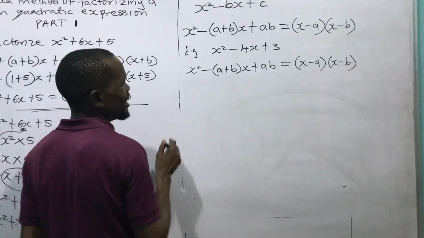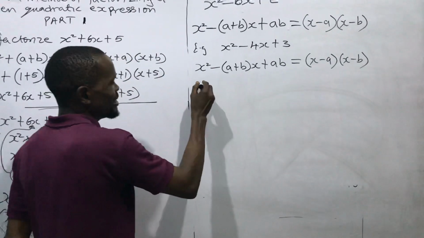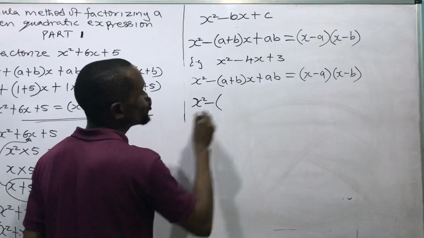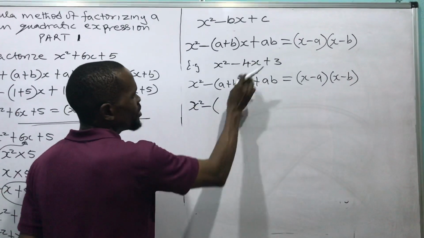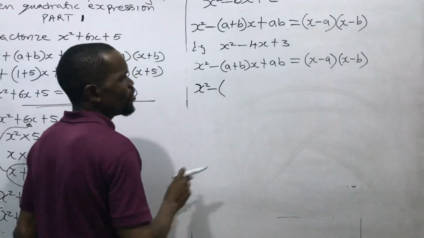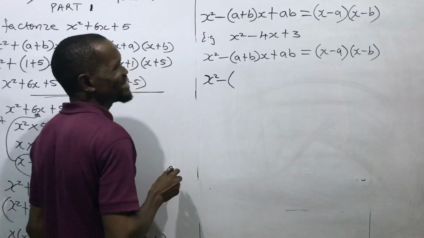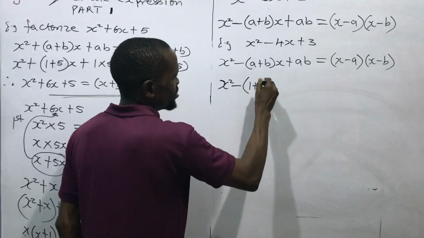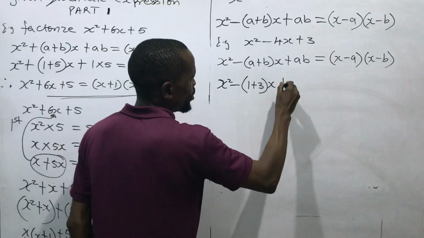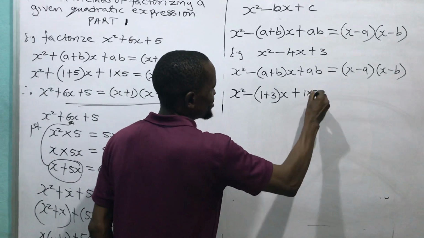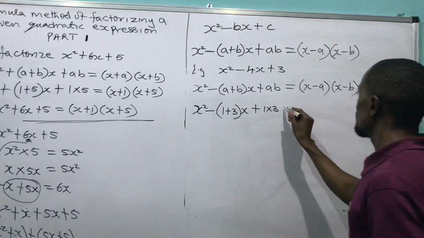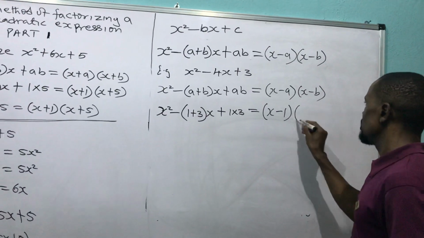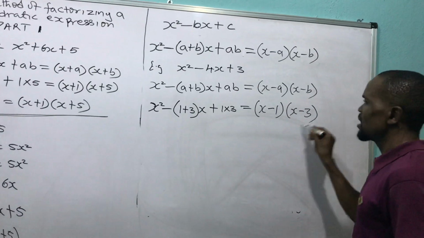Then I will find what I will add together, and this gives me x squared minus, into, what will I add together that will give me 4, and multiply together give me 3? That gives me 1 plus 3. x squared minus (1 plus 3)x plus 1 times 3, and that will give me (x minus 1) into (x minus 3). And that's my answer.